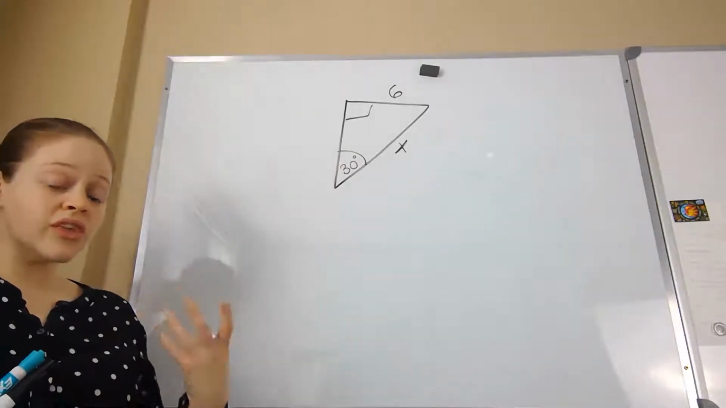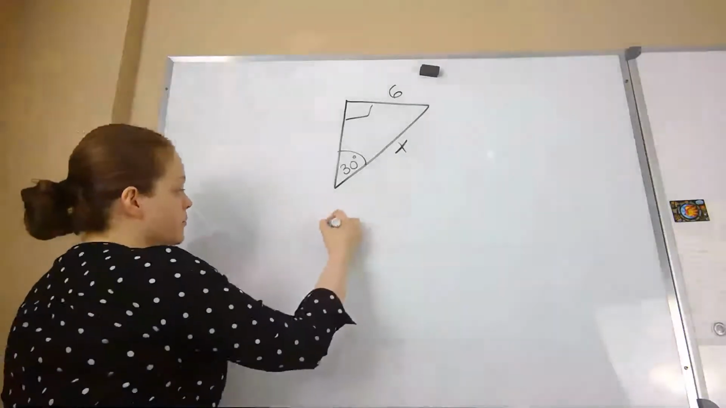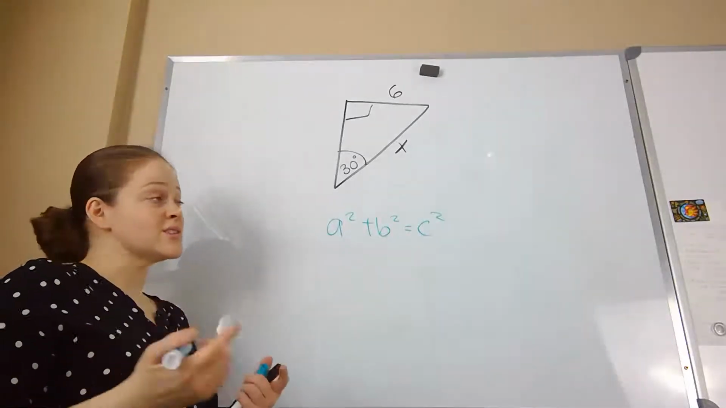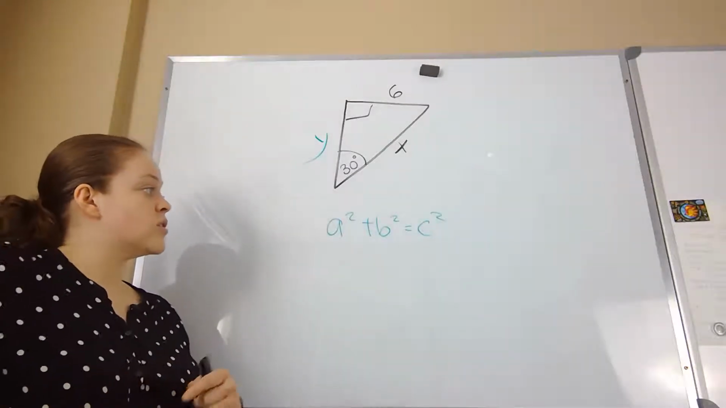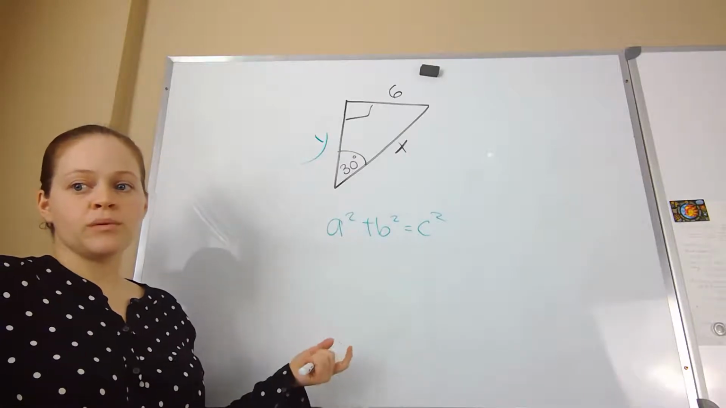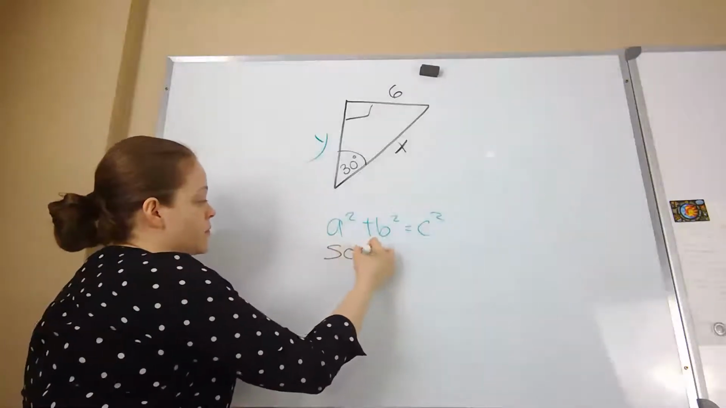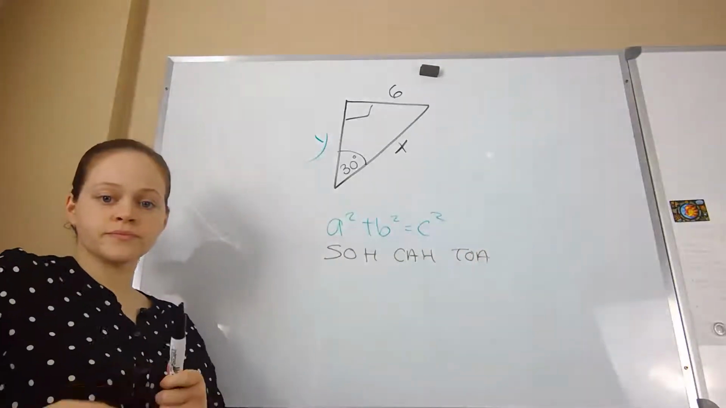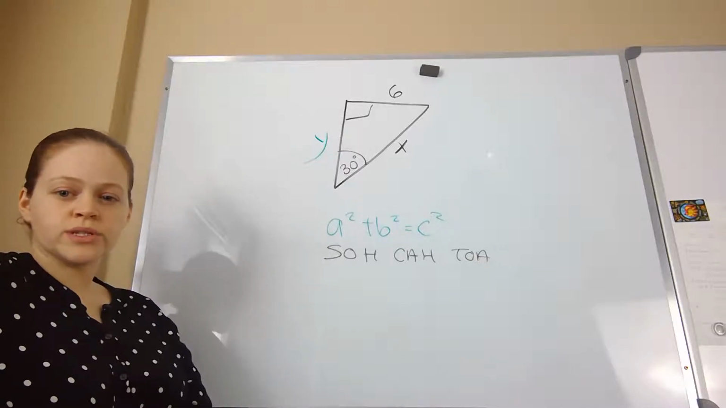So we could think about Pythagorean theorem. The problem is that Pythagorean theorem needs 3 sides. Technically, we don't even know that side either, right? So we would have a whole bunch of unknowns, not gonna work, okay? So what we need to do is think about our sine, cos, tan. So SOHCAHTOA. Okay. And so which one could we use here?